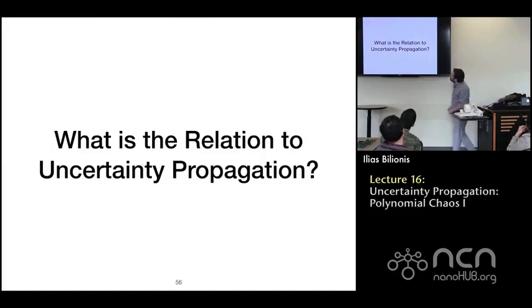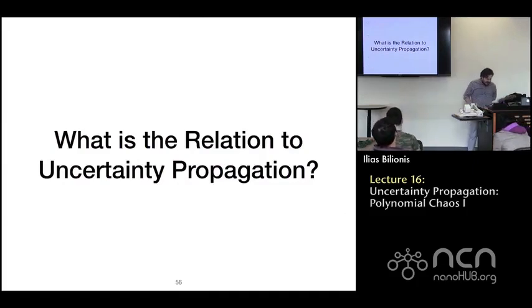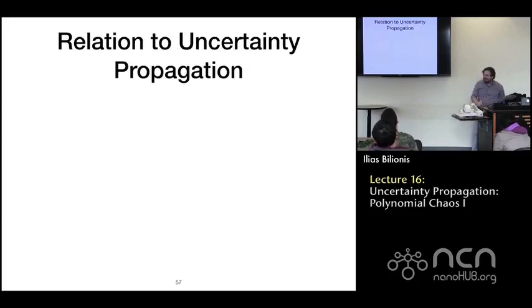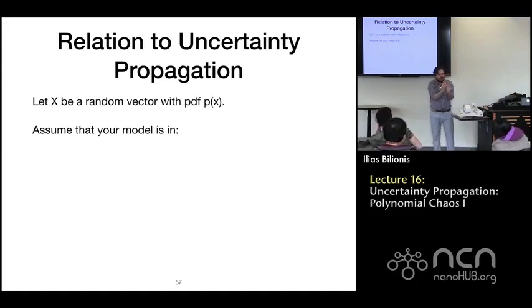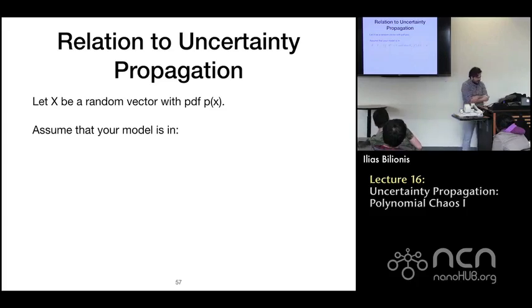All right, so why do we do all that? I should have probably said that at the beginning, but here's how we do it. We do it for uncertainty propagation. So let x be the random vector in your problem, whatever that is, and p of x the density that you have.